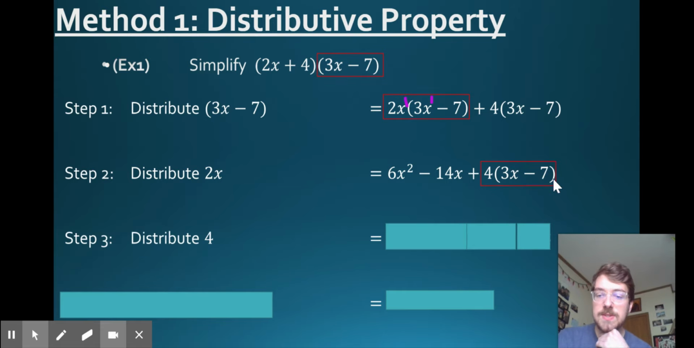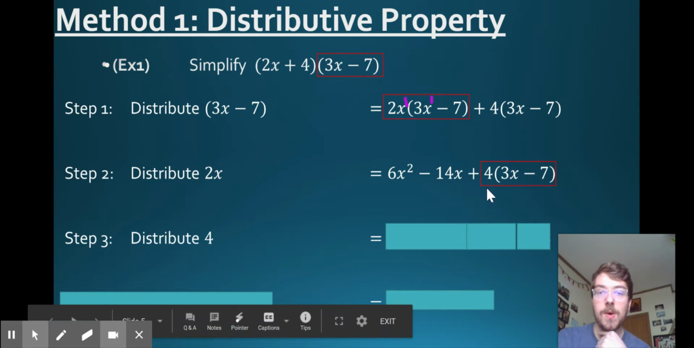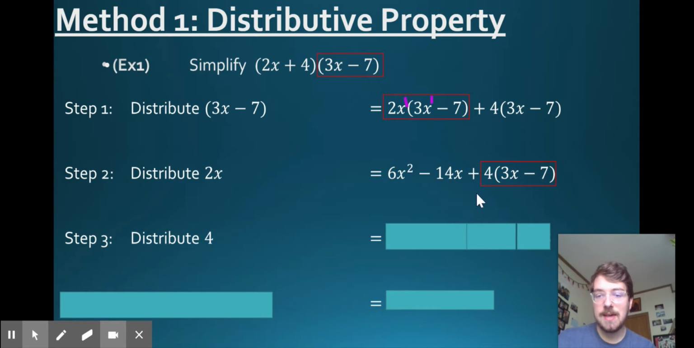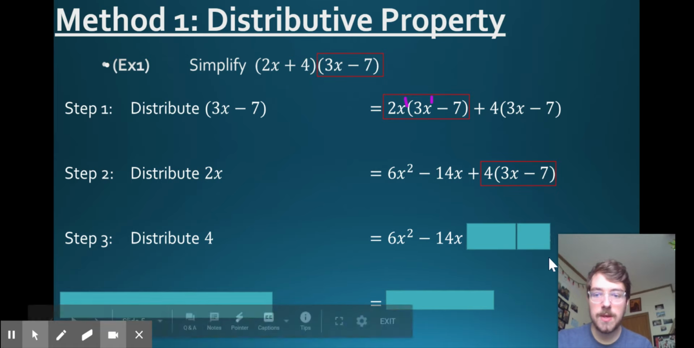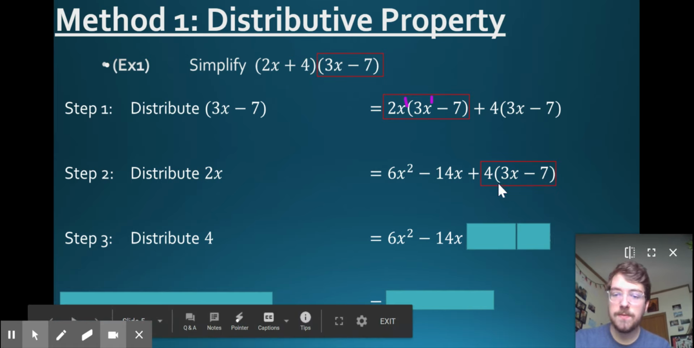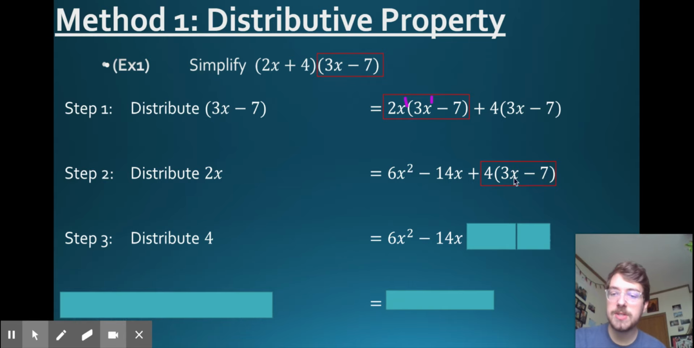So now let's do this second part next. I'm going to distribute that 4 to the 3x minus 7. I'm going to bring down my two other terms because we're already done with those. And then I'm going to do 4 times 3x. So we're going to multiply those coefficients. 4 times 3 is going to give me 12. And only the 3 has an x, so we're going to slap that x on there. So I should have plus 12x.